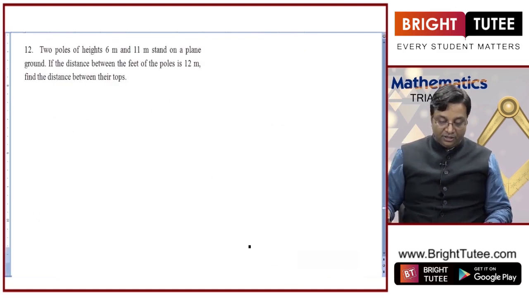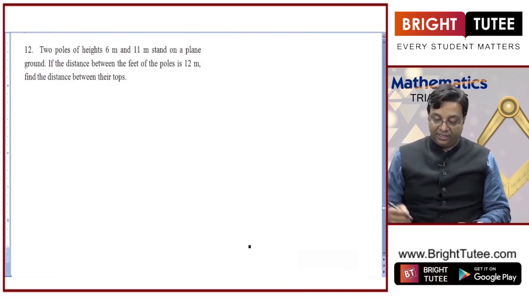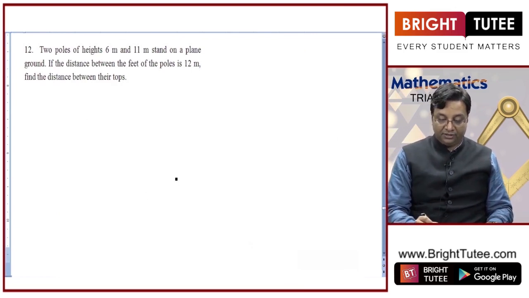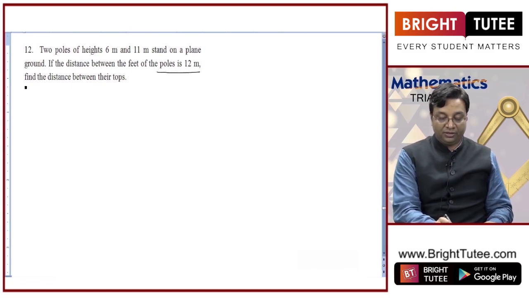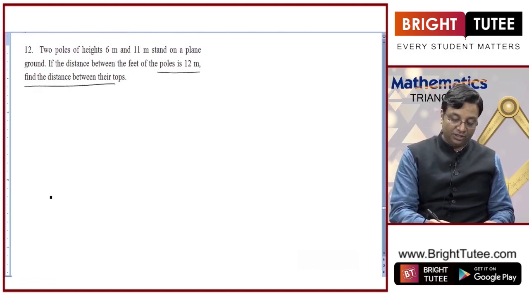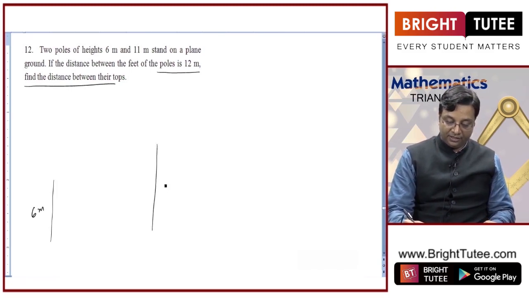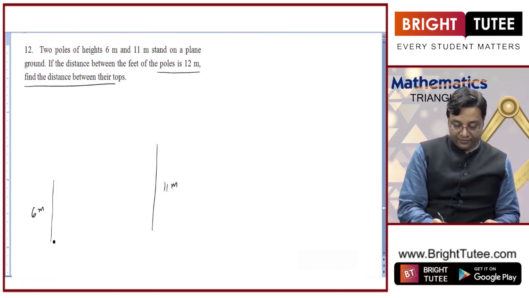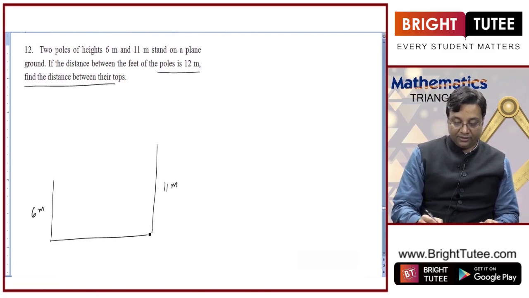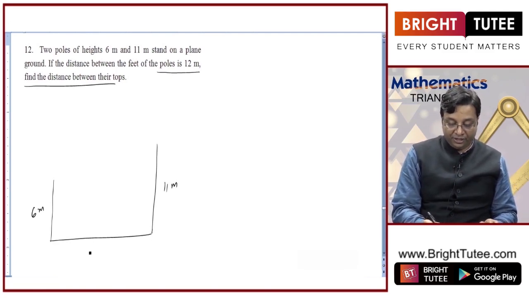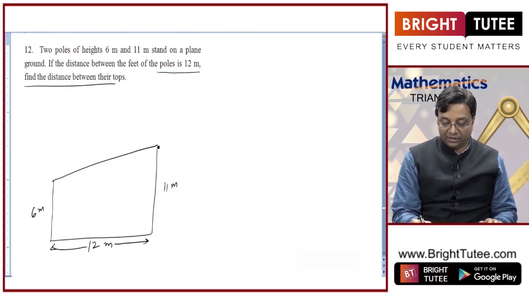Let's move to the next one. Two poles of height 6 meter and 11 meter stand on a plane ground. If the distance between the feet of the poles is 12 meter, find the distance between their tops. So I have got two poles, one is 6 meter and another one is 11 meter, right? They stand on a plane ground. The distance between the feet of the poles, that is this distance, is 12 meter, right? So I need to find the distance between their tops, that is this distance.